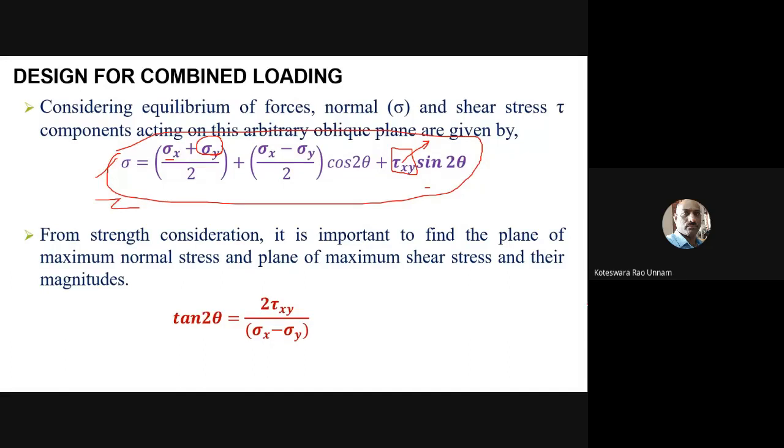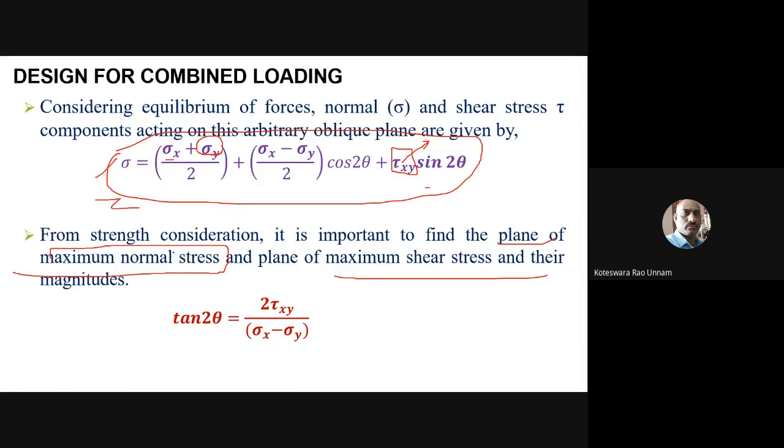The definition of the principal plane is nothing but the plane of maximum normal stress. That means the plane where the maximum normal stress occurs, we'll call a principal plane. Of course, the shear stress is 0 on the principal plane, and sometimes we'll also use the plane of maximum shear stress.